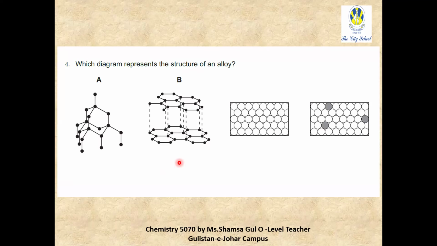Now, which diagram represents the structure of an alloy? This is C and then it's D. So, which is an alloy, children? D. Are you getting it, rest of you? Aliza, Ambreen, Tuba? Okay. Can you guess the structure of A? Graphite, diamond. It will be graphite, right? B is graphite, well done. And C could be a pure metal, right?